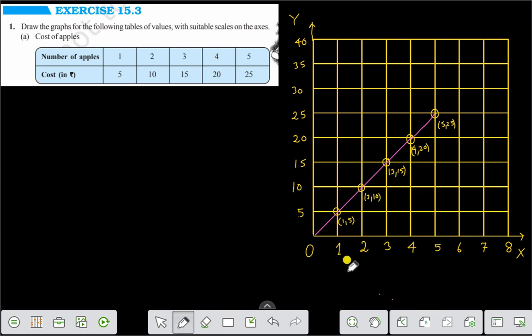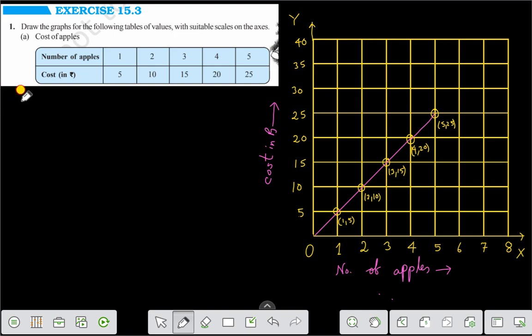Now here you see, in the x-axis we have taken the number of apples, and here on the y-axis is the cost in rupees. This is the y-axis. Now we'll take a scale.